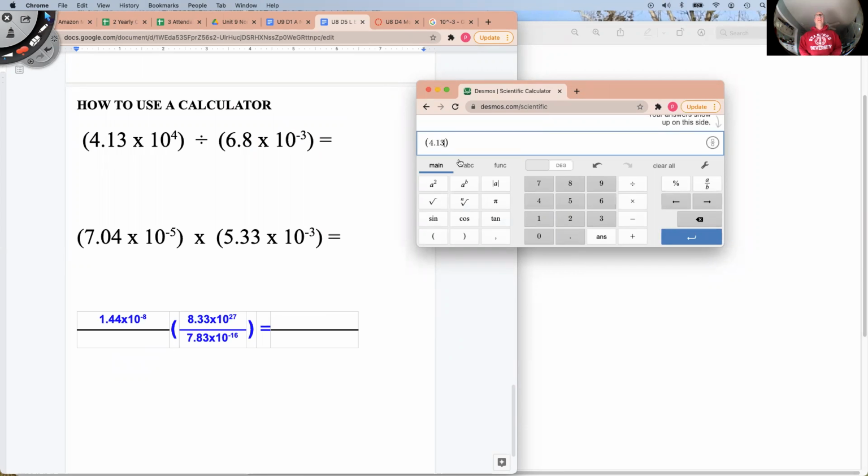So I'm going to put in 4.13. And then to do times, I have to push the x times 10. I'm going to push to the 4th power. All right. I'm going to go outside the decimal places. And I'm going to push divided by. Whoa, it turned it into a fraction because that's what the fraction line means. The fraction lines mean divide by. Okay. And so now we're going to put brackets again. And we're going to put in the number 6.8 times 10 to the negative 3.